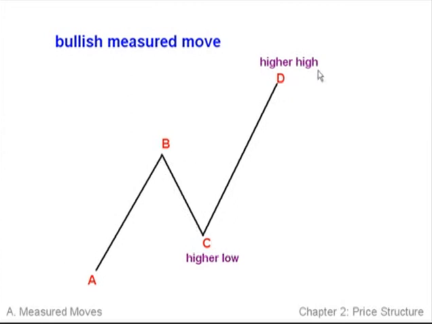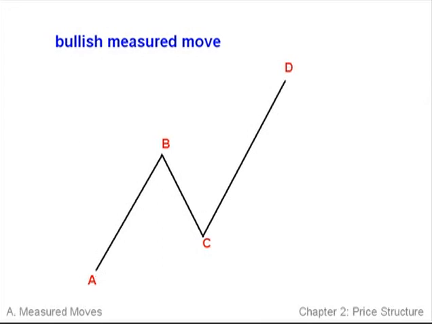Now, why is that? Well, if price action were to rally off of C and it doesn't go above B, we don't have a higher high. And if all of a sudden it drops down from there, we don't have any making of a bullish measured move. We don't have a higher high even though we have a higher low.